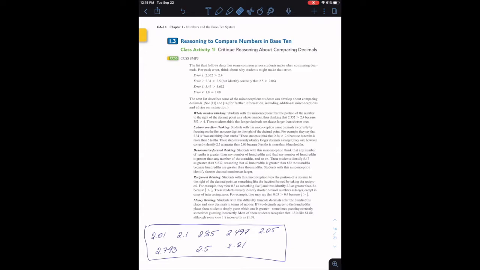Now let's look at an example for column overflow thinking. Now an example for denominator focused thinking. An example of reciprocal thinking. And a student's example for money thinking.